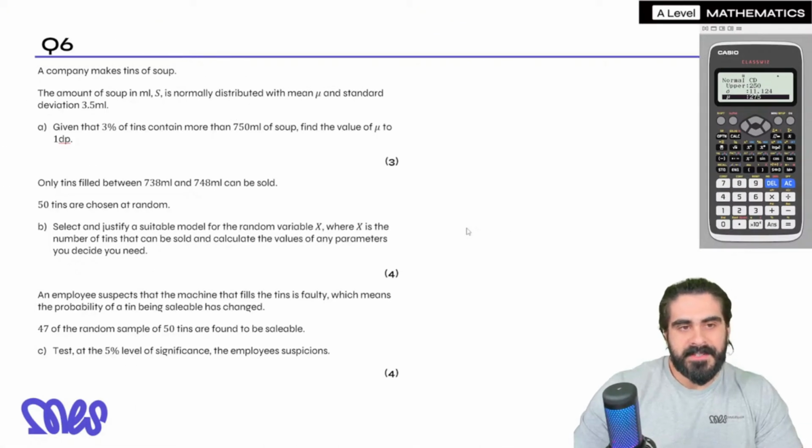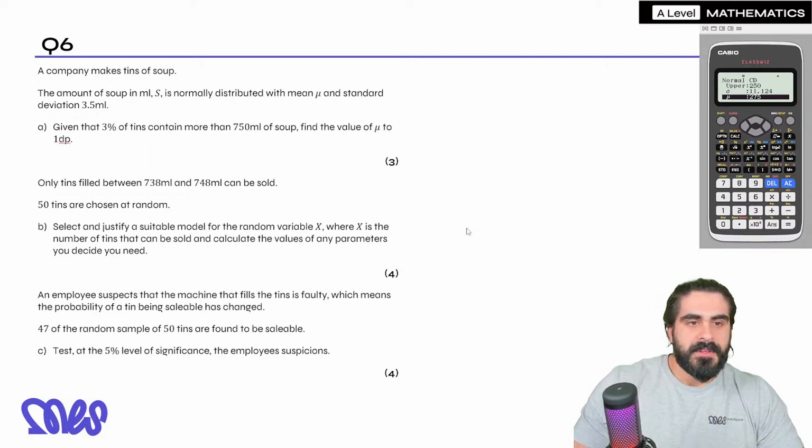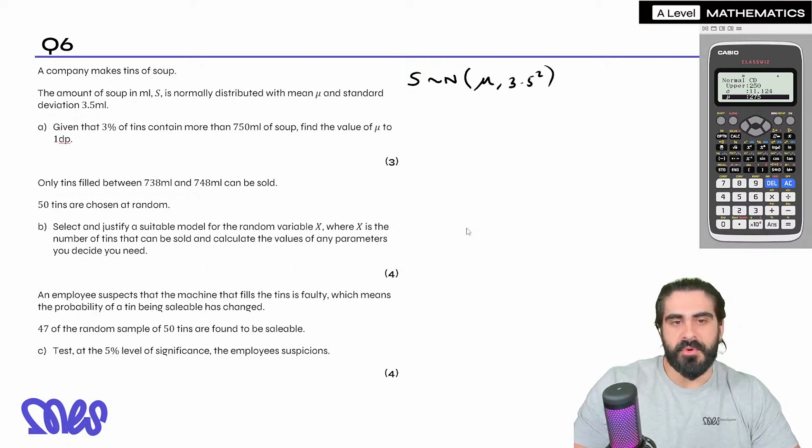Okay, a company makes tins of soup. The amount of soup in milliliters, S, is normally distributed with mean mu and standard deviation 3.5. Given that 3% of tins contain more than 750 mils of soup, find the value of mu to 1 dp. All right, so S is normally distributed with mean mu, standard deviation 3.5. Given that 3% contain more than 750, find mu.